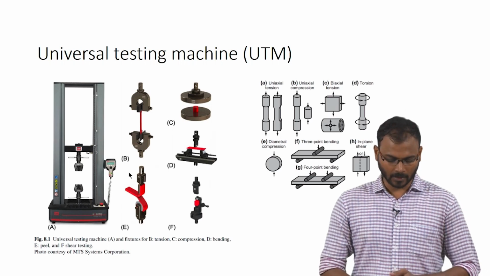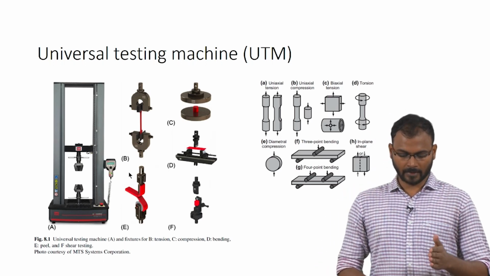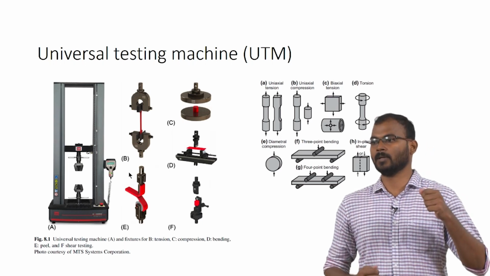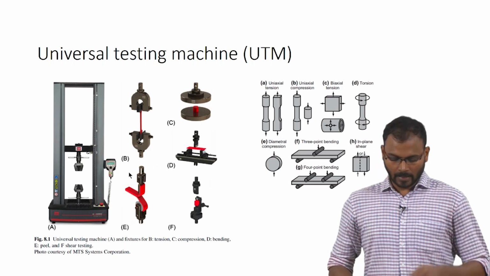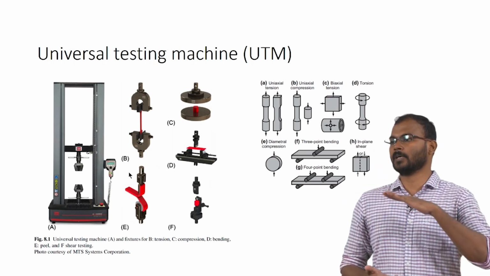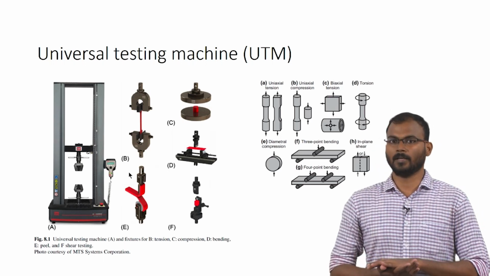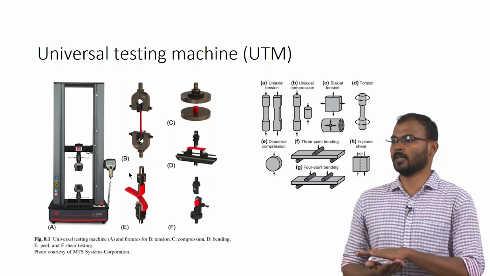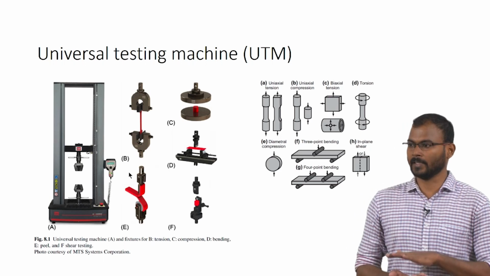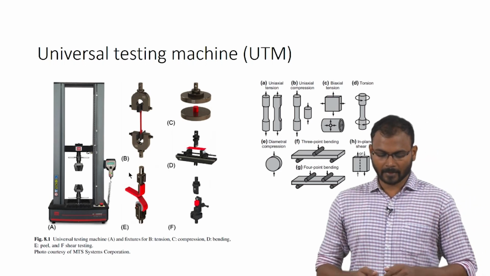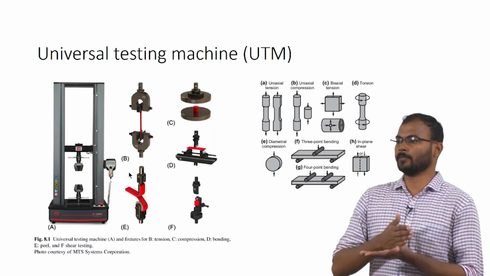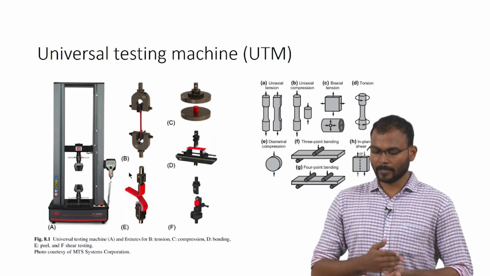As you can see, one is for tension. Tension stress is where you elongate a sample. And compression is where you compress the sample, to see how much load the material can take when compressed on its surface. Then bending, where the material is kept and bent at different points, based on the application.